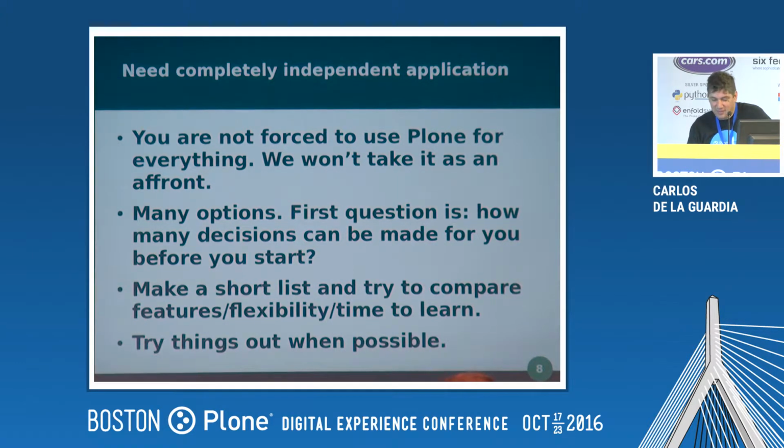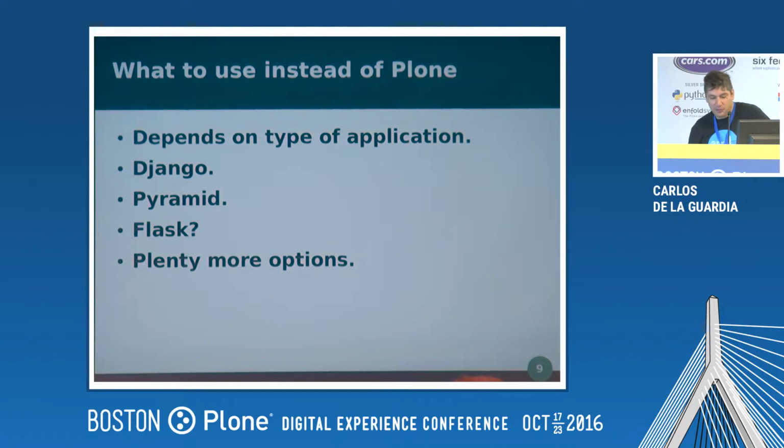So make a short list, try out things, those things are useful. When you decide that you have to use something else, what to use depends on the type of application. You can use, like I said before, Django, which is a very powerful thing that's ready to roll and can get you rolling right away. Pyramid is another framework that is very powerful, but it's much more flexible than Django.